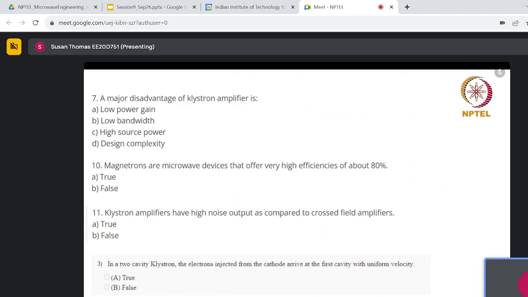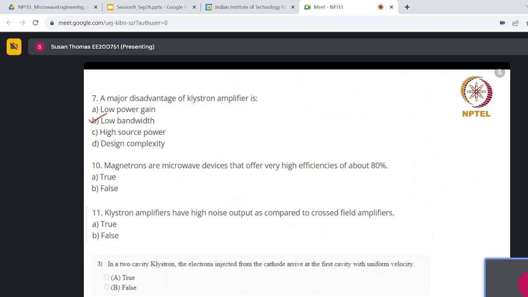Is it about the gain? Is it about the bandwidth? Is it about the power? Is it about the design complexity? What is the major disadvantage? Yes, right answer. That's the low bandwidth. And that bandwidth issue is being overcome in the TWT amplifier.